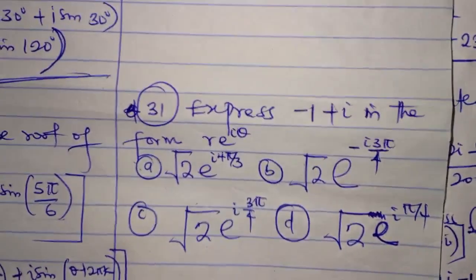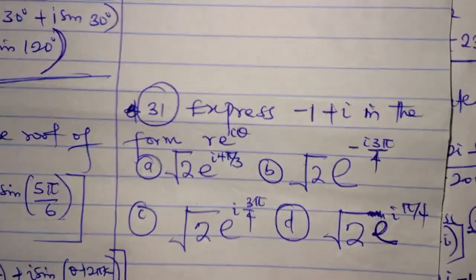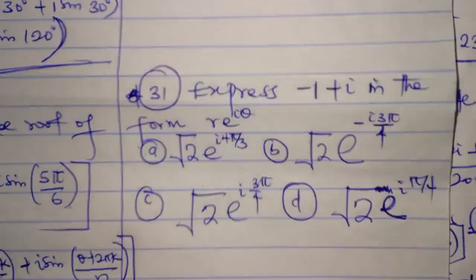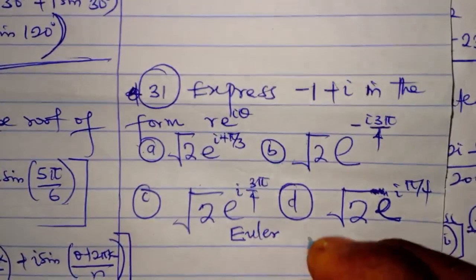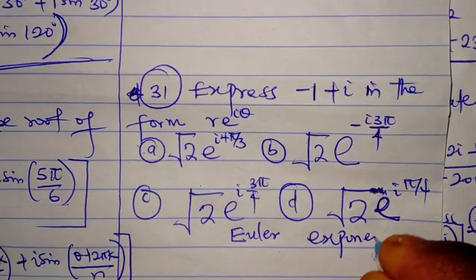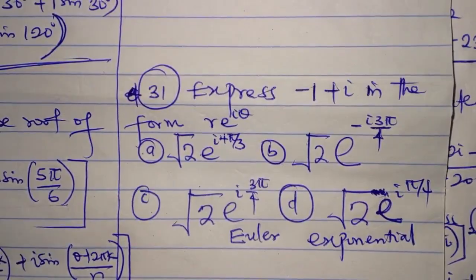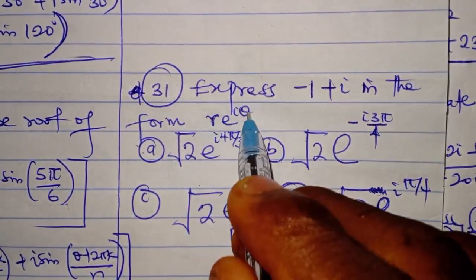Now in question 31, we have to express minus 1 plus i in the form rho e to the power of i theta. We call this the Euler form, or the exponential form of a complex number. So converting a complex number in rectangular form to exponential form, we need the modulus of that complex number and the argument.